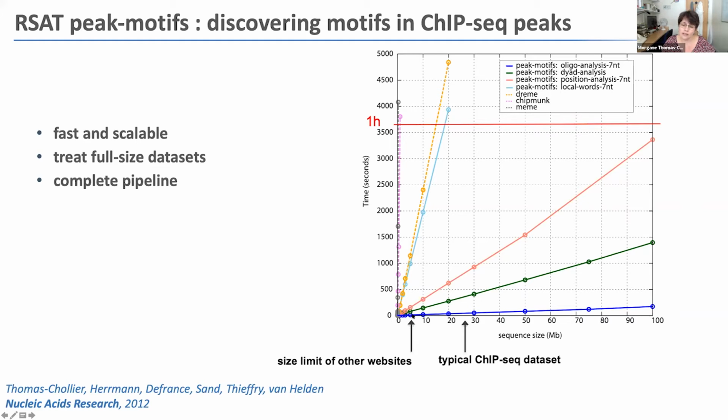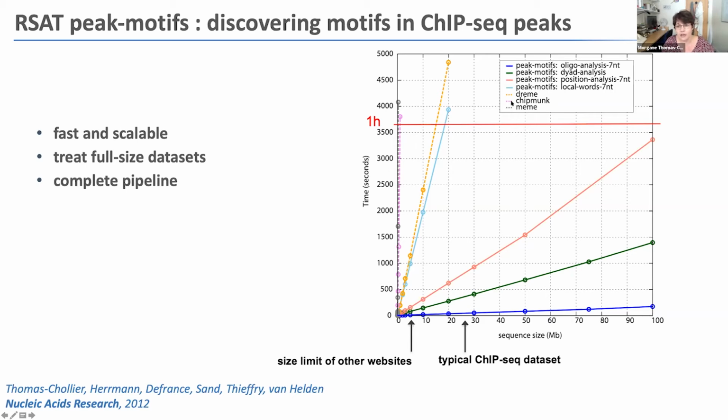And one of the reasons is that if you look now on the y-axis is the computing time in seconds. And this red horizontal line here corresponds to 1 hour. And I've told you about MEME, and MEME actually is this gray dotted line on the y-axis, because it really is not able to scale at all, because the algorithm was not made to be like that. So it's really hard to use the original MEME algorithm on ChIP-seq data.